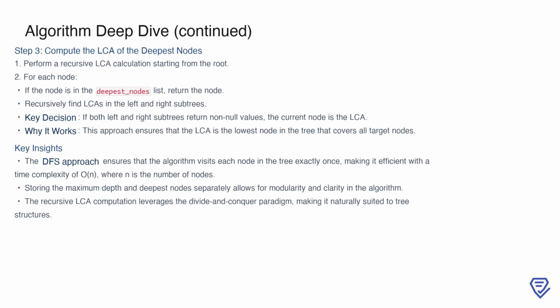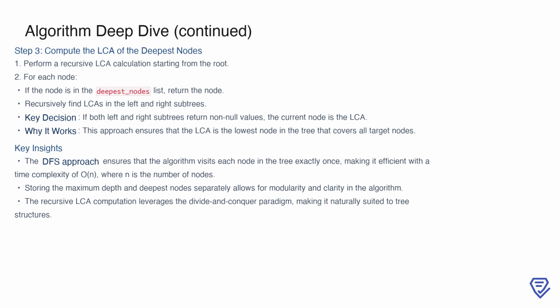Now that we have identified the deepest nodes, the next step is to compute their lowest common ancestor. This involves performing a recursive LCA calculation starting from the root of the tree. For each node we visit, we check if it is one of the deepest nodes. If it is, we immediately return the node. Otherwise, we recursively search for the LCA in both the left and right subtrees.